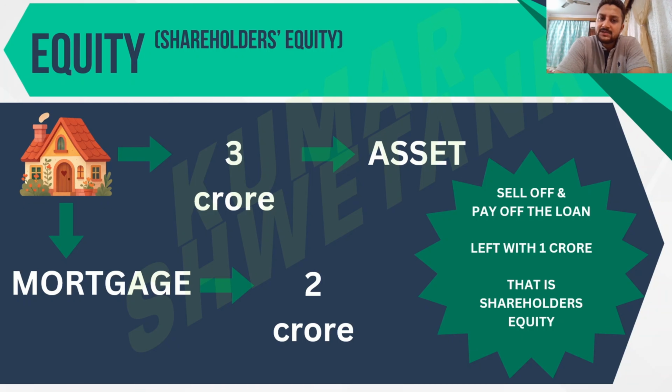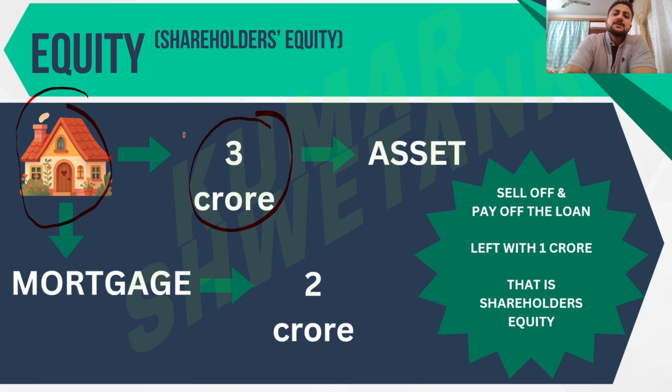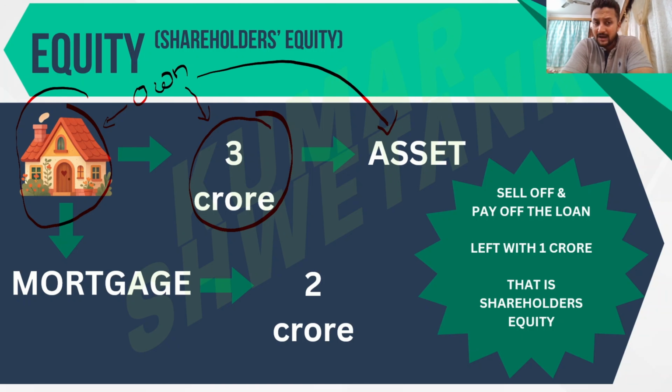The third term is equity, sometimes also called shareholders' equity. To come to shareholders' equity, let's talk about something else. I have a house. This house is worth 3 crore rupees. From the definition of asset, I own something, and it also has a value which can be measured. So I can say this house is my asset.